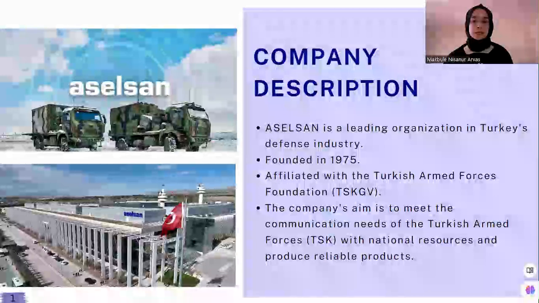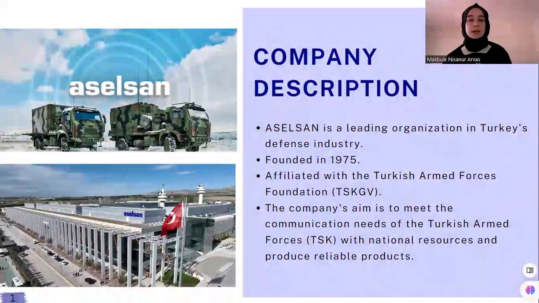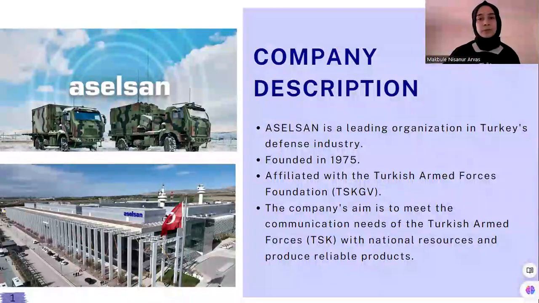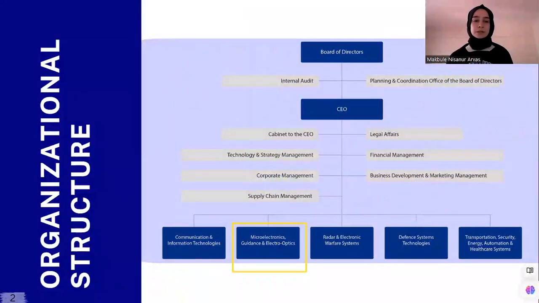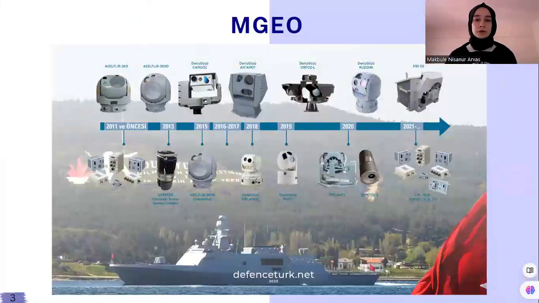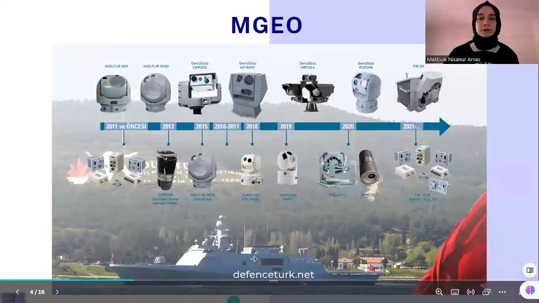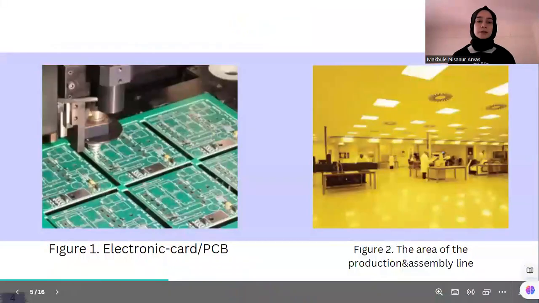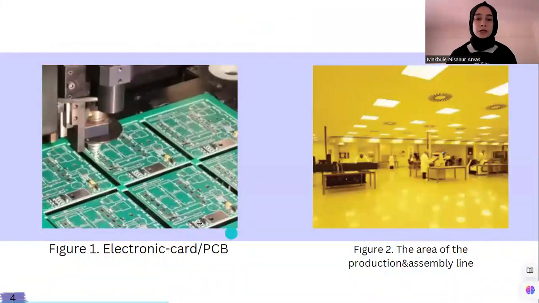Aselsan has 10 campuses, and I did my internship in Ankara. This is the company's organization structure. Aselsan has 5 head sectors, and I did my internship in the sector of microelectronics, guidance, and electro-optics. These are the products produced there. Here, I worked in electronic card production.